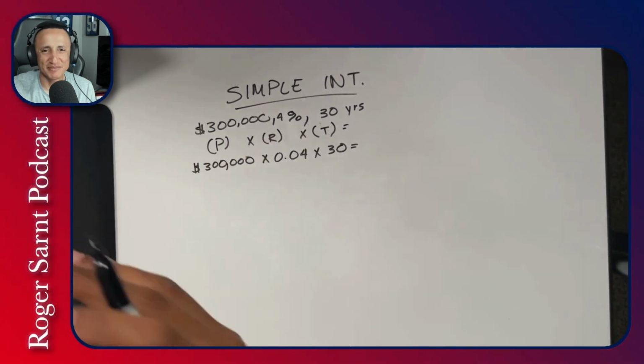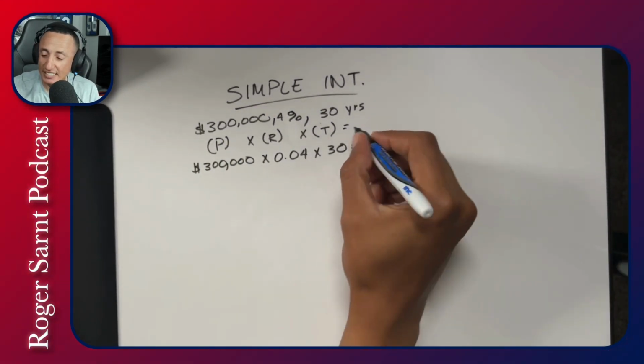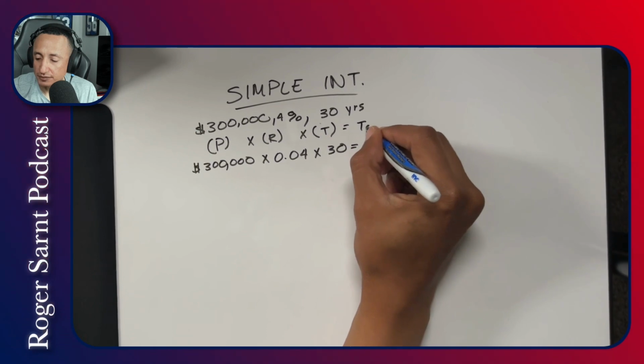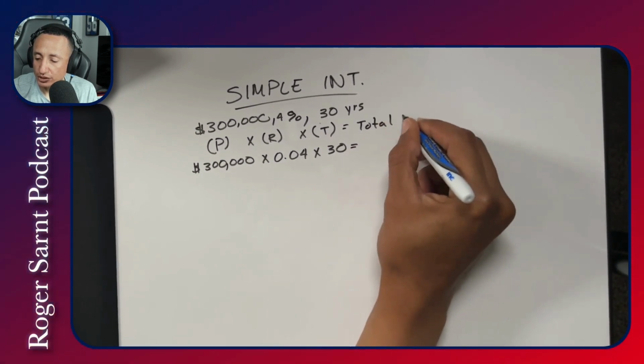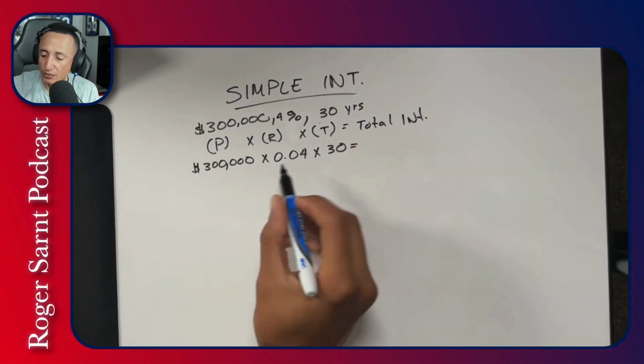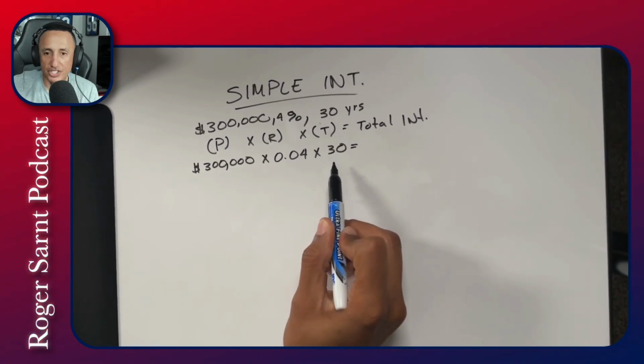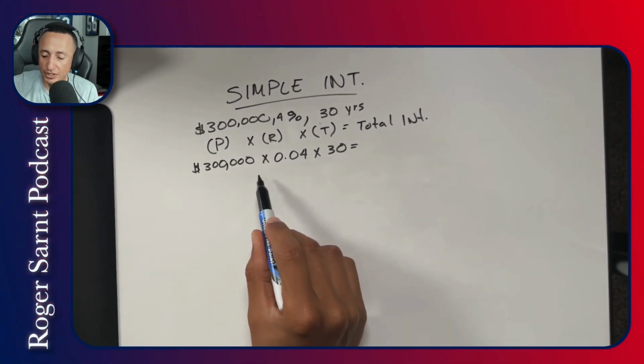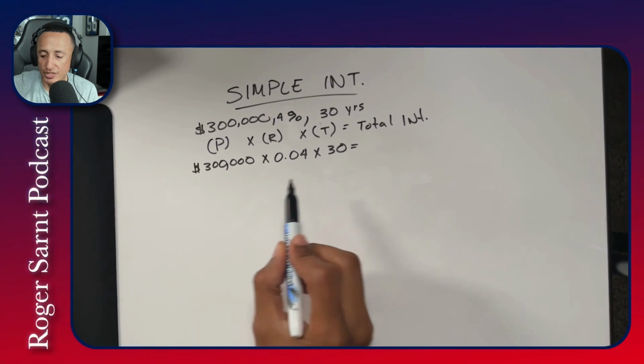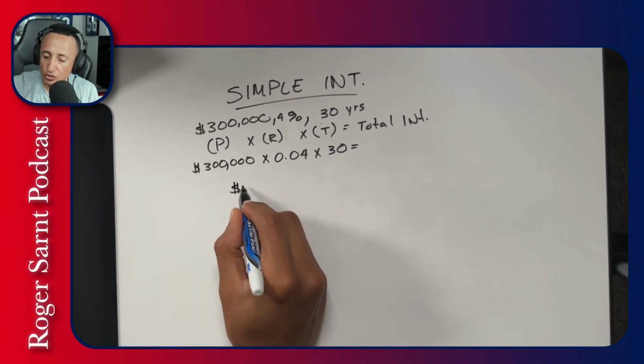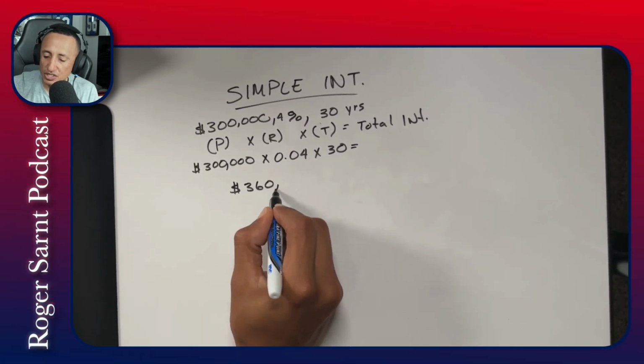Get it? PRT? Nah, I'm joking. And that's going to be total interest paid. That's equal to total interest paid. Now, if we do this equation, which I've already done, 300K times 4% times 30, that's going to give you a grand total of $360,000.